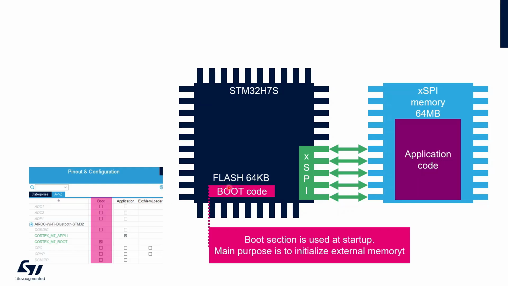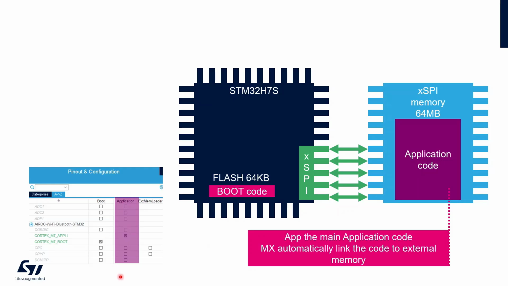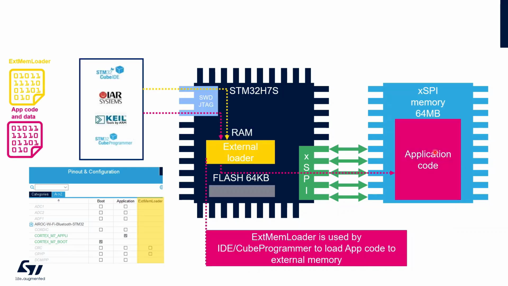What this means for us is that everything which is marked inside the bootloader will be basically stored inside the STM32H7 memory, so inside this 64K flash. Everything which is marked as an application will be stored into the external memory, and everything which is marked as an external loader will be used by the Cube programmer or the Cube IDE to be temporarily stored into the RAM and used during the programming of the device.